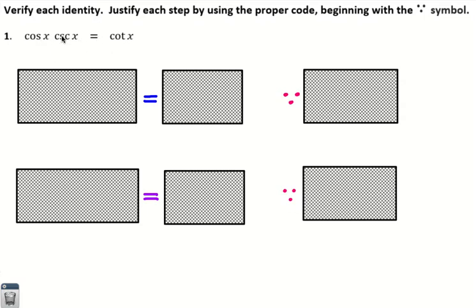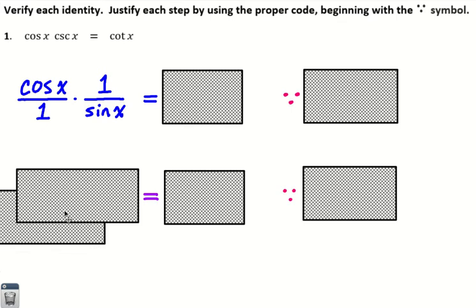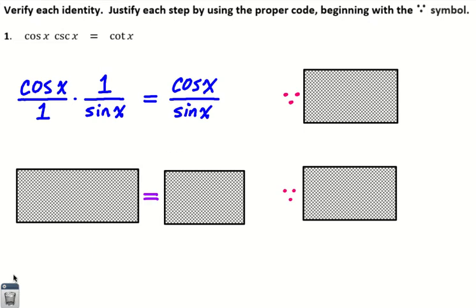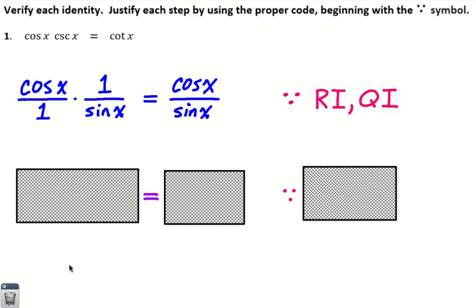Looking at the left side, I think by far the best way to go, maybe the only normal way to go, is just to change cosecant to 1 over sine. And on the right side, we would change cotangent to cosine over sine. Cosine, you could write as cosine over 1. And that is justified by the reciprocal identity here and the quotient identity here.